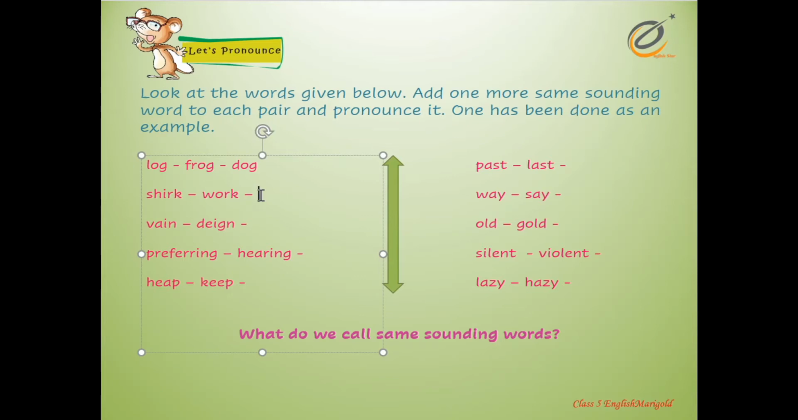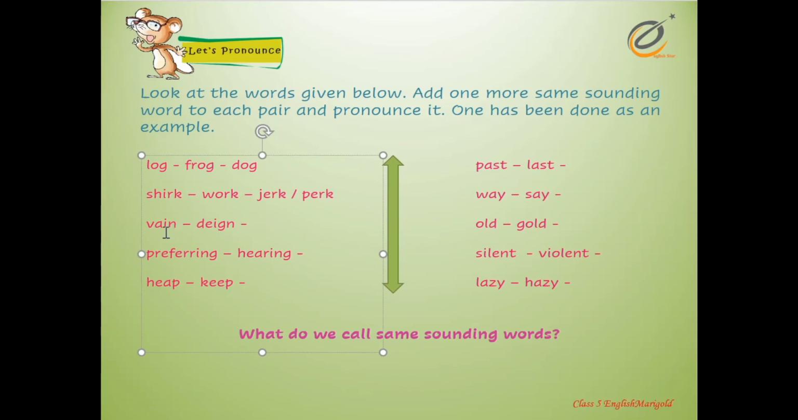You will go through the dictionary, or you can think of a word having the same sound as these words, right? So shirk and work are having the similar sound. You can write here jerk, or you can write here perk. So shirk, work, jerk, perk, same sounding.